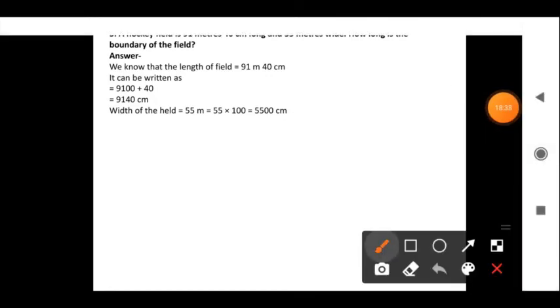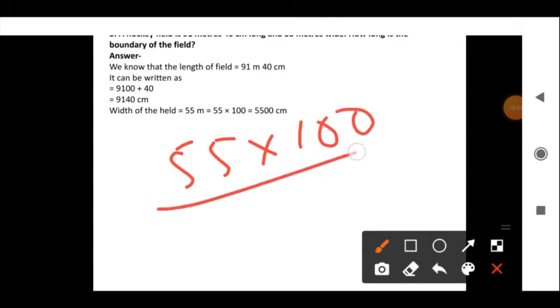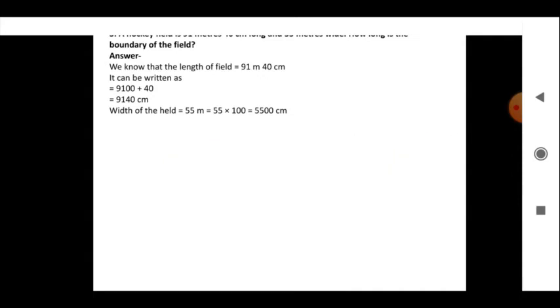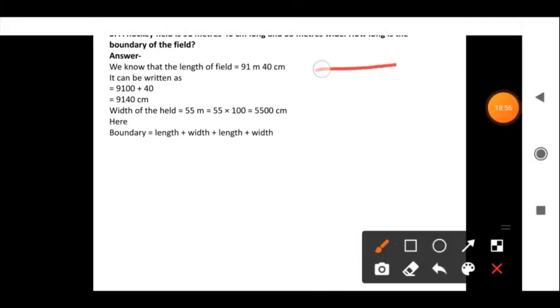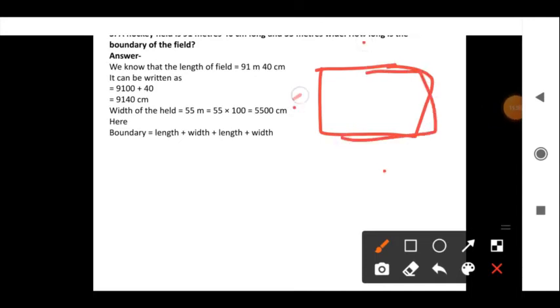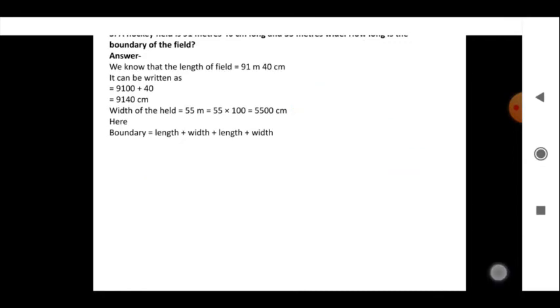Width is 55 meters. So you convert meters again into centimeter. 1 meter is equal to 100 centimeter. So 55 into 100 means 5500 centimeter. Now the boundary is length plus width plus length plus width. You know that the boundary is in rectangle shape, so there are 2 lengths plus 2 breadths.